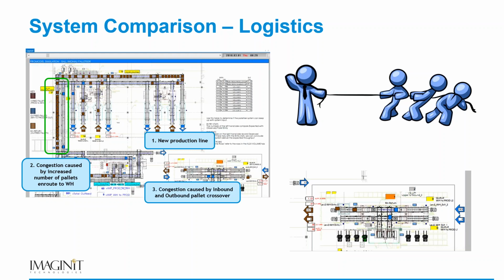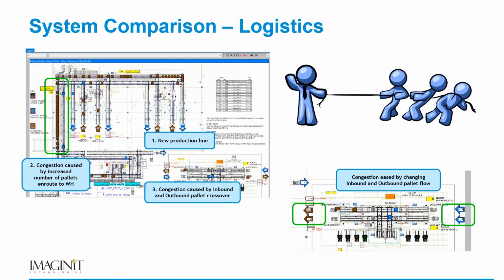Now, the congestion we have found is caused by inbound and outbound pallet crossover. So we identified this through descriptive and diagnostic analytics. Now, our proposed solution will be to adjust the inbound and outbound pallet flow on this line so there's less congestion happening in the transportation methods.